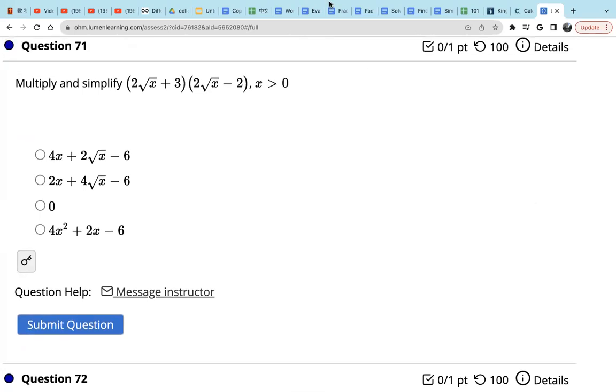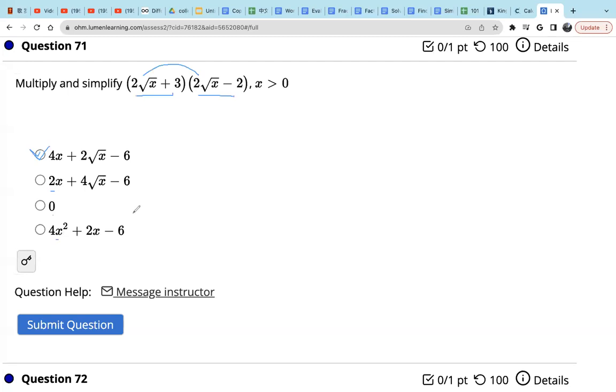Number 71. Multiply and simplify again. We have those 2 terms, we have those 2 terms. So we multiply those 2, we get a 4x, right? You see 2 times 2, 4. Square root of x times square root of x, that says x. So it must be this one, right? Because only this one has 4x. This is 2x, this is 0, this is 4x squared.